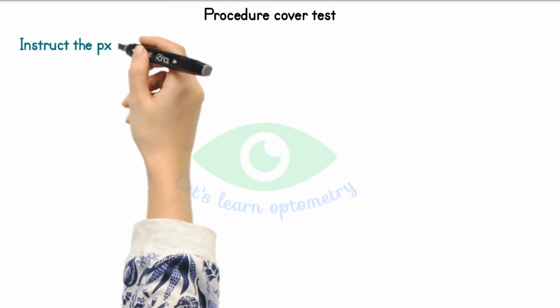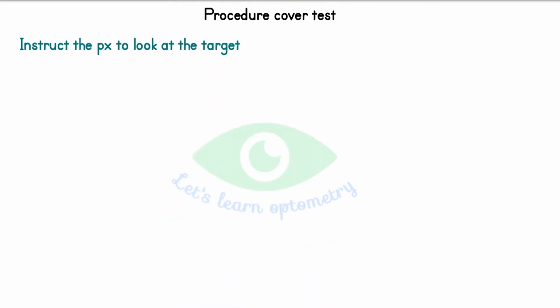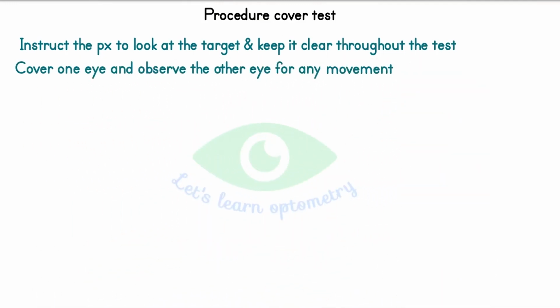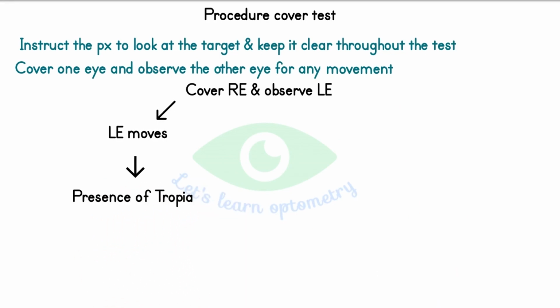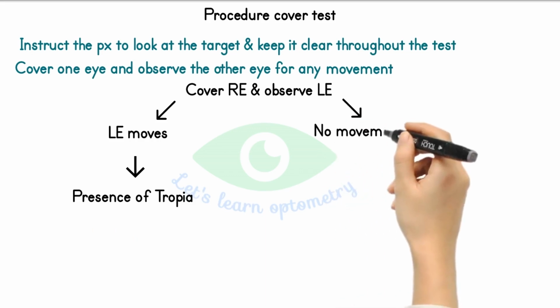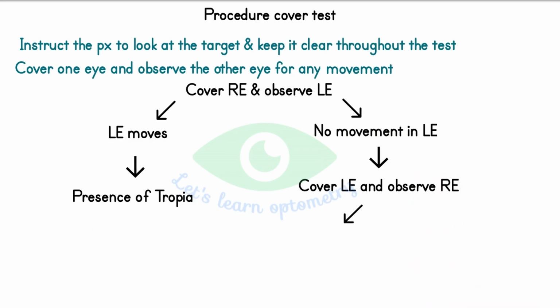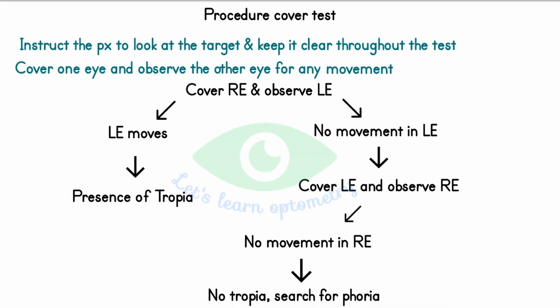Procedure of cover test. Instruct the patient to look at the target and keep it clear throughout the test. Cover one eye and observe the other eye for any movement. For instance, if we cover the right eye, we need to observe the left eye for any movement. If the left eye moves to take up fixation, it indicates the presence of tropia. If the left eye does not move, the next step is to cover the left eye and observe the right eye for any movement. If the right eye also shows no movement, it indicates the patient is having no manifest deviation, that is tropia. Then we have to proceed with the uncover test to discover any phoria.